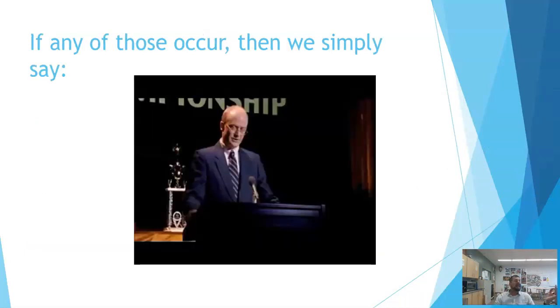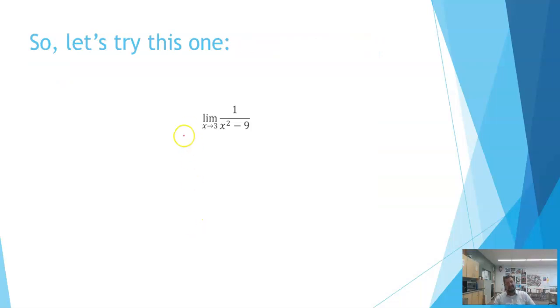And if any of those happen, and there is a video for Mean Girls you can go watch sometime if you want, basically what we say is that the limit does not exist. So if I have a problem like this, where I try to evaluate this, I get 1 over 3 squared minus 9, which is 1 over 9 minus 9, which is 1 over 0. Notice that is not the indeterminate form. It's not 0 over 0. So we say that does not exist. That limit simply does not exist because we are not getting close to a specific y value in this instance.